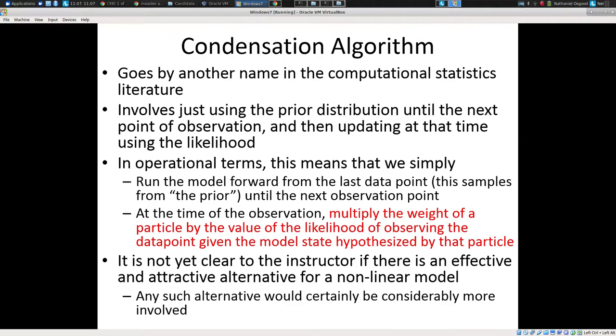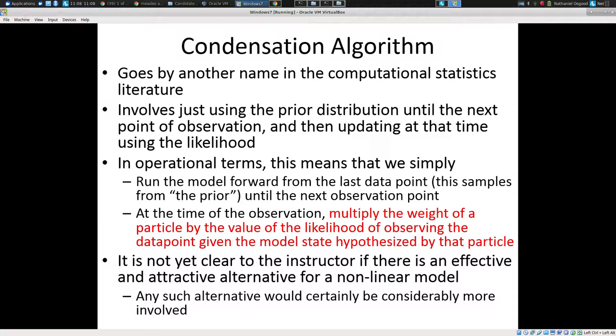It actually goes by a different name in the computational stats literature. And basically what this involves is this process I've been talking about. Rather than needing to update the weights at all times, they're only updated at the observations. At a technical level, what's happening is we're making the proposal distribution be the prior distribution. That's what it is called technically. And it turns out that it's very simplifying if we do that. I'm not going to go into that, but the proposal distribution is the prior distribution here, which is just the distribution induced by the model based on running the model forward from the last data point.